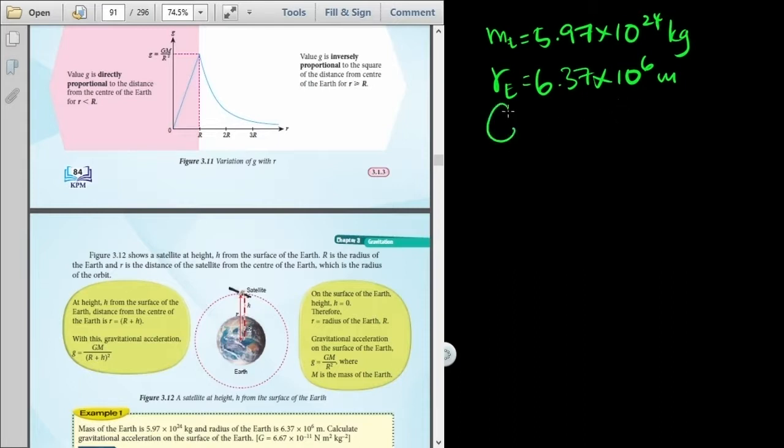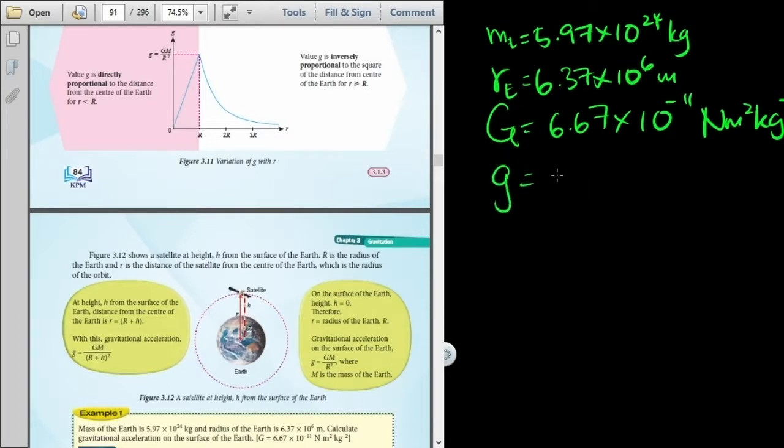And next we have G, the gravitational constant, 6.67 times 10 to the power of minus 11 Newton meter square per kilogram square. And the question asks us to find the value of g, the gravitational acceleration on the surface of Earth. So just put it as gE, since we are dealing with all of the values of Earth.